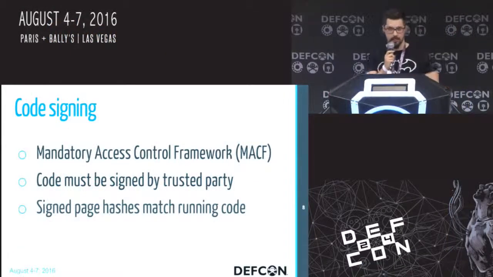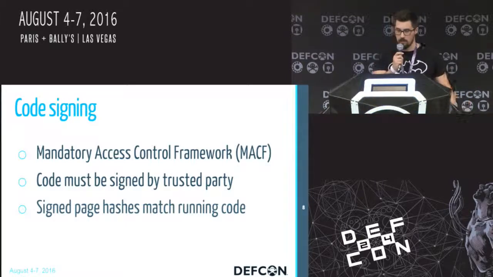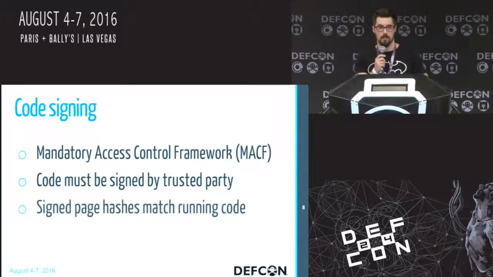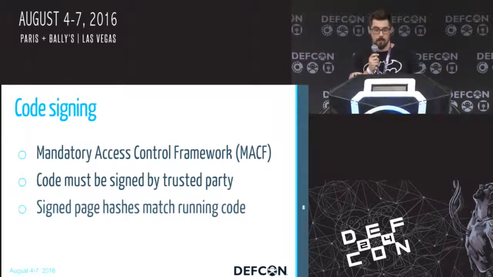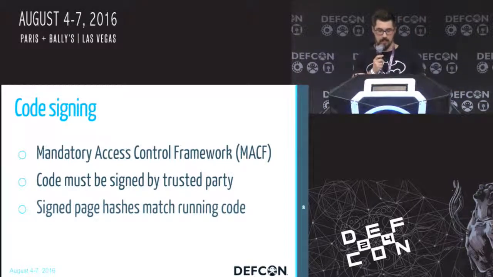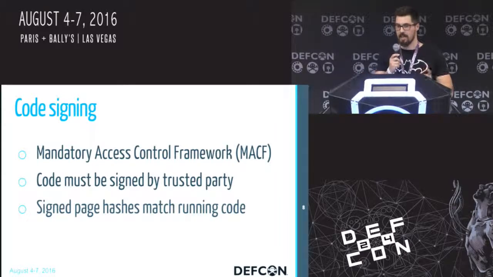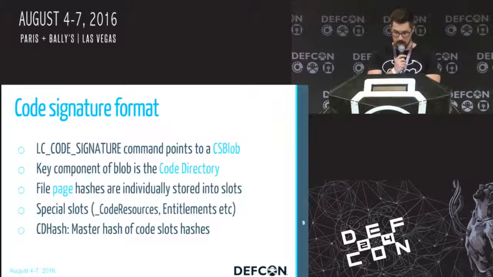The next security technique is code signing, which is based on the Mandatory Access Control framework. It is a pluggable framework that permits new security policies to be loaded, linked into the kernel, loaded at boot time or loaded at runtime, and it adds a lot of features to implement new security policies. Code signing is one of these security policies. It enforces that all code must be signed by a trusted party. In addition, all running code should match the signed page hashes on load as well as at runtime before execution.